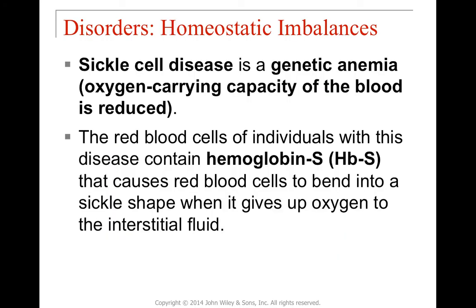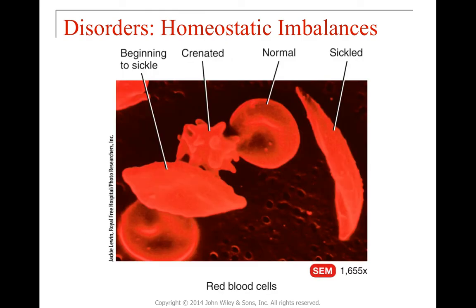Okay, so we talked about blood being responsible for carrying oxygen to the tissues, right? It carries oxygen there, it carries carbon dioxide back, and we can have a problem that's called sickle cell disease. Sickle cell anemia is actually a type of genetic anemia whereby we make an oddly shaped blood cell which has a reduced oxygen carrying capacity. So the red blood cells of individuals with this disease have hemoglobin S instead of the regular hemoglobin, and that makes an odd sickle cell shape once it releases its oxygen. So it looks normal when it is holding oxygen and sickled when it has released oxygen.